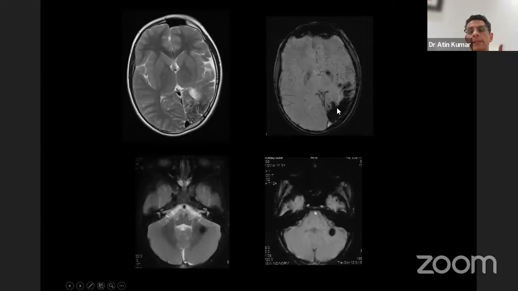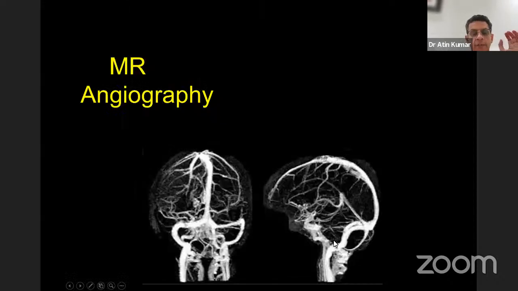We term this thing as blooming. You will read this word blooming on susceptibility weighted imaging, which confirms that it is most likely a bleed. Calcification can also show blooming, but a bleed can also show blooming. And for all practical purposes, let's call it a bleed. Another example on a T2 weighted image, on a susceptibility weighted image.